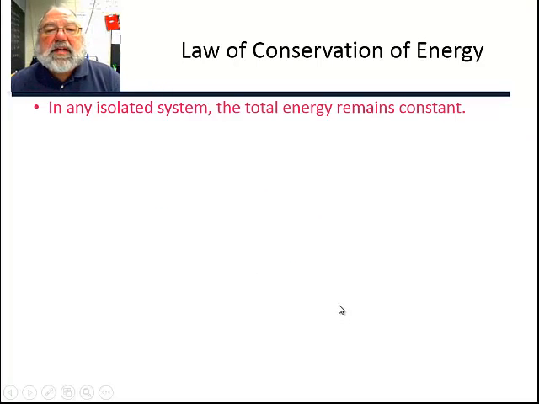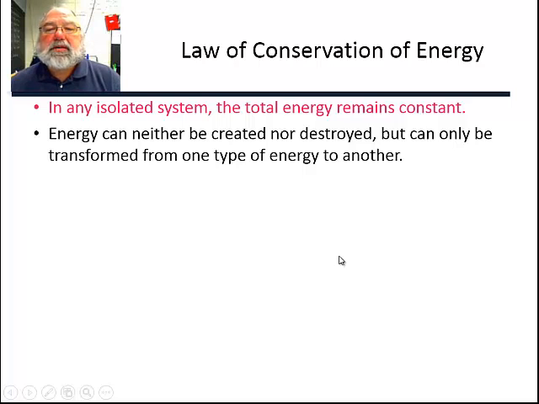So, in any isolated system, the total energy remains constant. Okay, isolated. I guess we need to know what that word means. Isolated is a system where there's no exchange with the environment. There's no change of mass. There's no forces coming in. There's no transfer of energy.